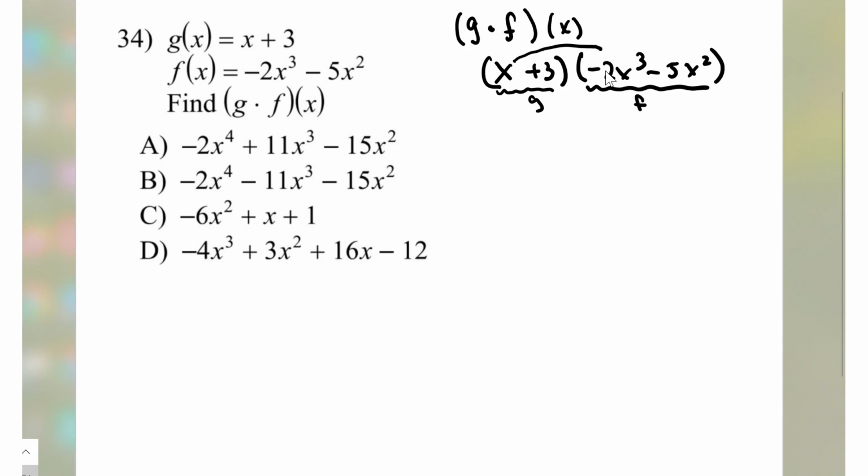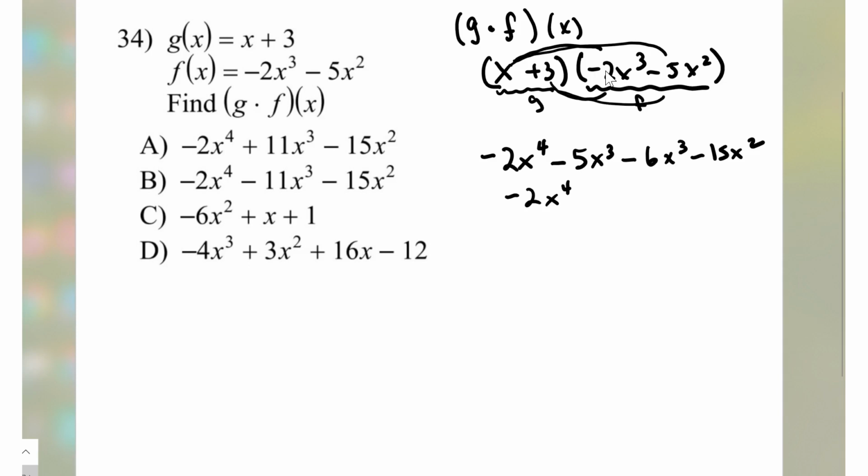X times negative 2x cubed is negative 2x to the 4th. X times negative 5x squared is negative 5x to the 3rd. 3 times negative 2x squared gives you negative 6x cubed. And then 3 times negative 5 gives you negative 15x squared. Then you try to see if you can simplify. In this case, there are 2 terms that you can combine, negative 5x cubed and negative 6x cubed. So you get negative 11x cubed minus 15x squared.